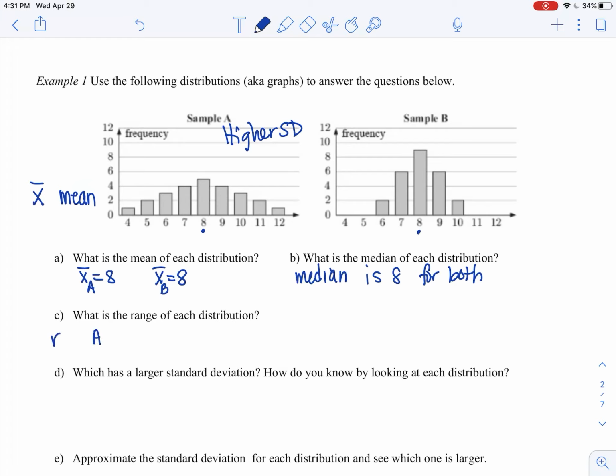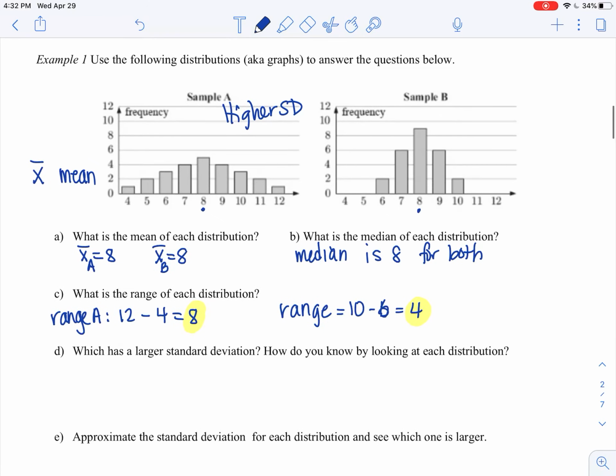What is the range for each distribution? Range comes from taking the subtraction of the highest value minus the lowest value. So the range in group A, the highest value is 12, the lowest value is 4, so the range in that case would be 8. When you look at the range in the second one, the highest value is 10, the lowest value is 6, so that's a range of 4. So now you're starting to see some differences in the way that these data sets behave. Again, what that actually means, you don't know until you have a context, but at least it gives you a way to compare the data sets.